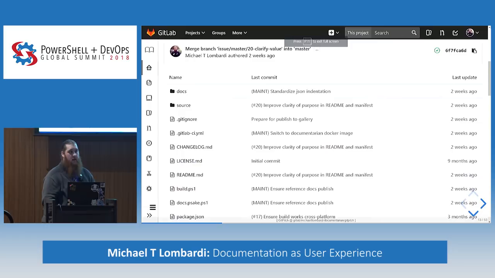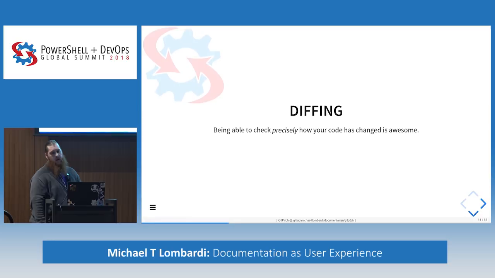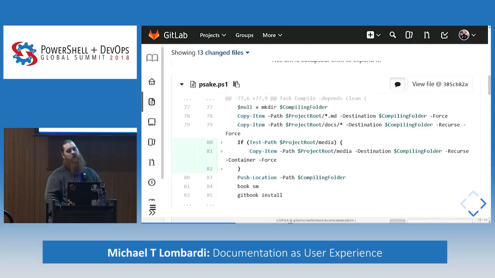So diffing, what's diffing? In the land of source control, we talk about being able to diff our changes, so you can check precisely how your stuff changed. Let's look at an example of that real quick. Here in this first example, you can see there's some green stuff. That doesn't really display as green; it almost looks white from my angle anyway. Does it look green to you? Nope. That's weird. Okay, whatever.